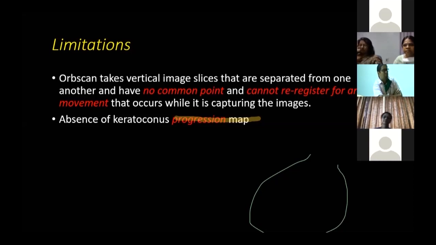It cannot be superimposed with one another. That is a clinical tip which we should all remember.